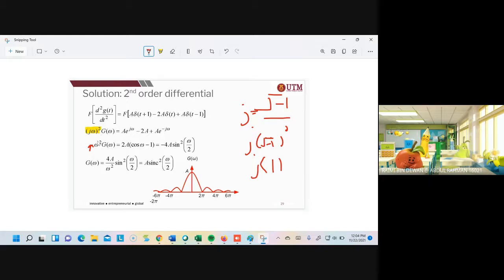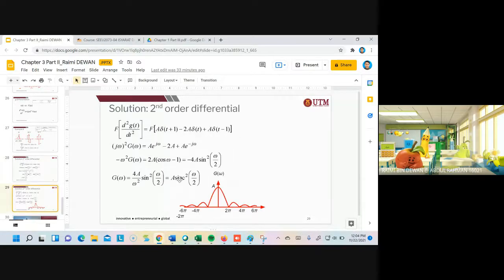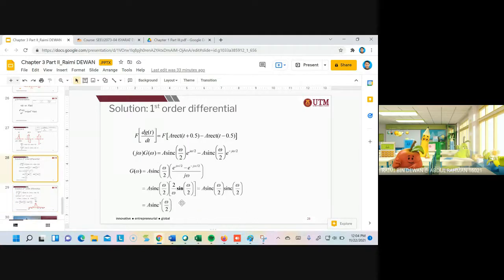Here. And then omega squared, then you have this function, 2 cos minus 1 and so on, okay? Then you will have your signals. You have your signal, which is a sin squared omega over 2. You can see a sin squared omega over 2 for the second order differentiation, and the first order is also a sin squared omega over 2, okay.